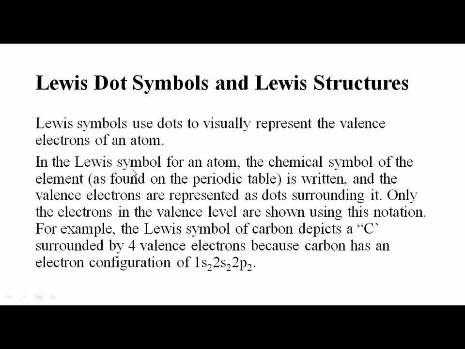In the Lewis symbol for an atom, the chemical symbol of the element as found in the periodic table is written. So we know every chemical symbol of the element, and the valence electrons are represented as dots surrounding it. Only the electrons in the valence level are shown using this notation. For example, they have given carbon. So how can we write it for carbon?